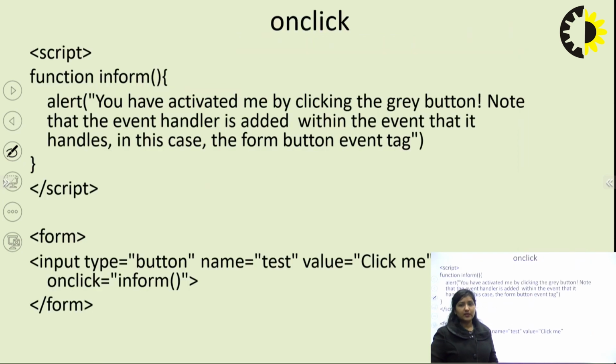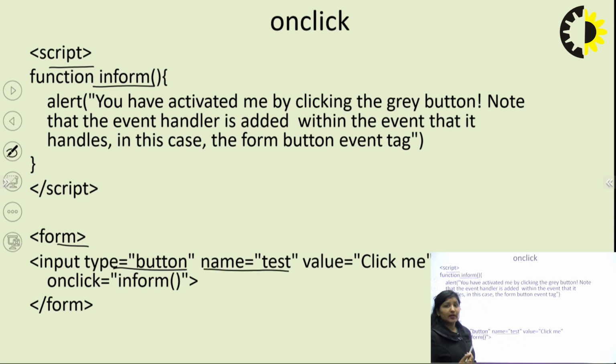Okay. Now let's see further how the on click event will happen. Again, we have a script tag for the JavaScript, and this inform function. In this inform function, we have an alert box which prints a message like, you have activated me by clicking the gray button, and note that the event handler is added within the event, which will handle in this case the form button event tag. Now here the form button will be there, input type is given as a button, the name of the button is text, and the value is click me.